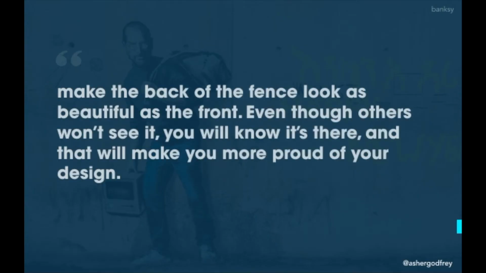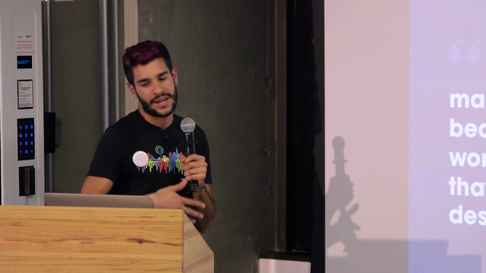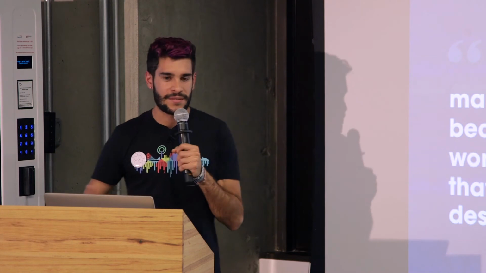So make the back of the fence look as beautiful as the front. Even though others won't see it, you'll know it's there. And that will make you more proud of your design. Steve Jobs. So even if your users can't see the back of your back end, make it work well because you're going to run into problems if you don't put enough attention. Your style guides, all of that nitty-gritty stuff that you put in the forefront is going to make the experience, and it's going to make your app design kind of flawless going forward. Maybe not flawless is not the right word, but it's going to make it more cohesive and consistent.